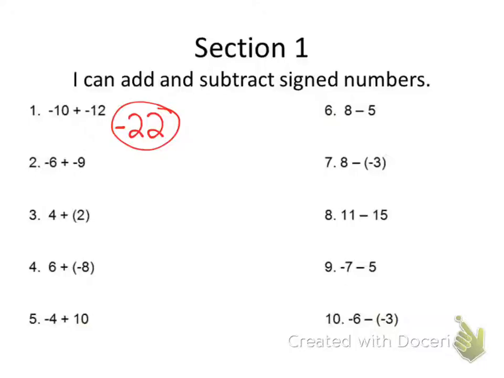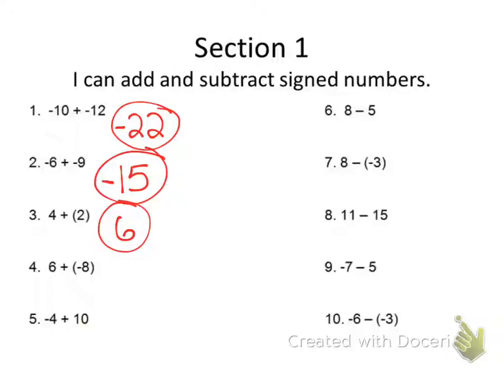If the signs are the same, you add the numbers, keep the sign. So we add the 10 and the 12, we keep the negative sign, we get negative 22. Number 2, both negatives again, so add the numbers, keep the sign. Negative 15, very good. Make sure you're filling these out as I go, or you're going to have a whole lot of homework tonight. What is number 3? They're both positives. Just regular old 6, just like you learned to do in first grade.